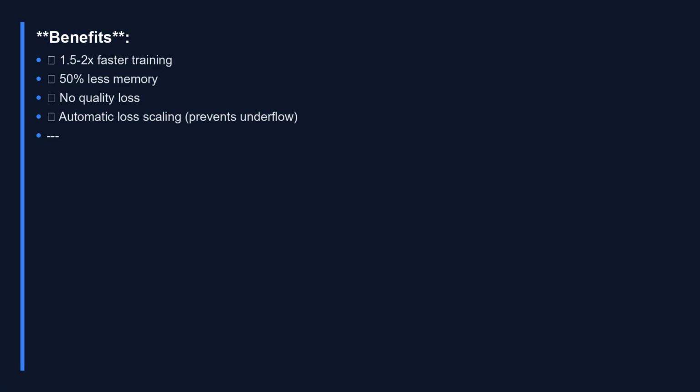The practical impact of mixed precision: training runs 1.5 to 2x faster, memory consumption drops by roughly 50%, and model quality is essentially unchanged. The automatic loss scaling is the piece that makes this safe. It detects when gradients are about to underflow and scales the loss upward before backpropagation, then unscales before the optimizer step. That mechanism is what lets FP16 training be stable without manual intervention.